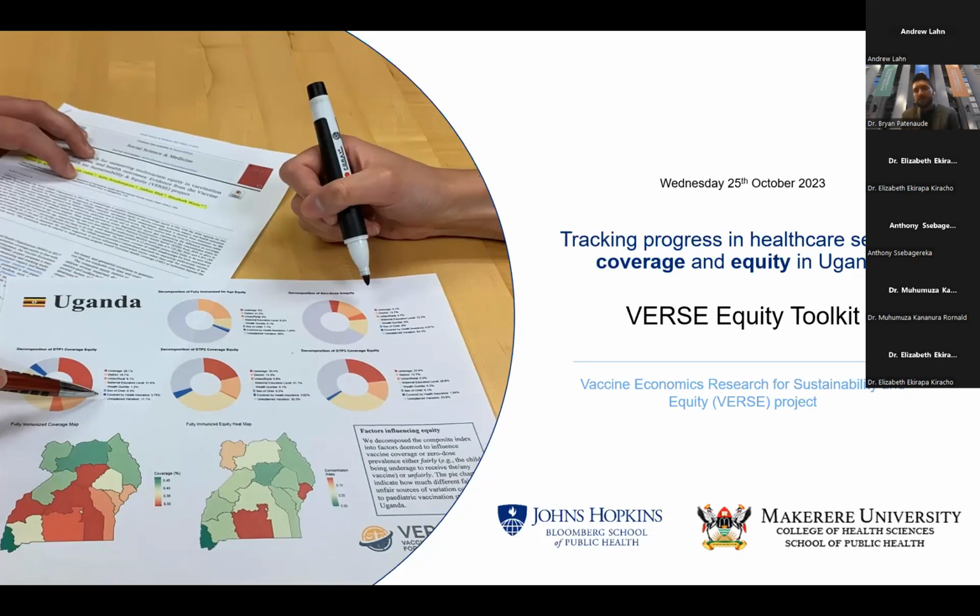I'll talk a little bit about the background of the toolkit, sort of how we think about equity within the toolkit, what it does, some applications for it. So we'll be primarily talking about utilizing it to track progress in healthcare services and coverage, as well as equity in Uganda. But I'll highlight some of the other potential applications as well.